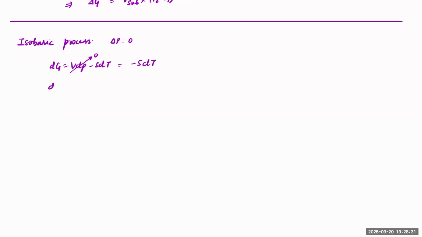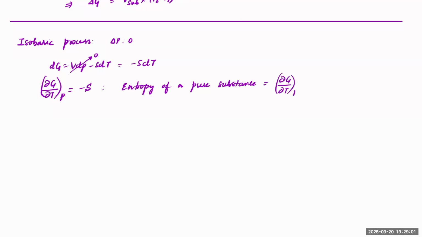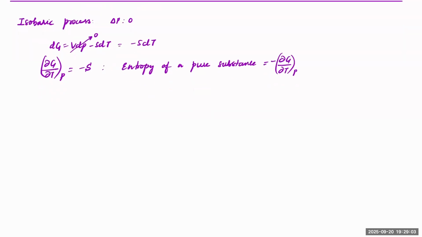So from here we can get ∂G/∂T at constant pressure is equal to minus S. You can see the entropy of a pure substance can always be represented as the change in free energy with respect to temperature at constant pressure. This is how we can represent it. Clear?